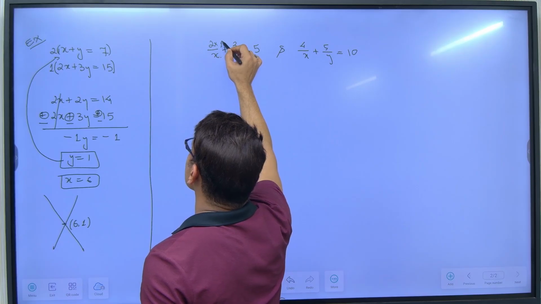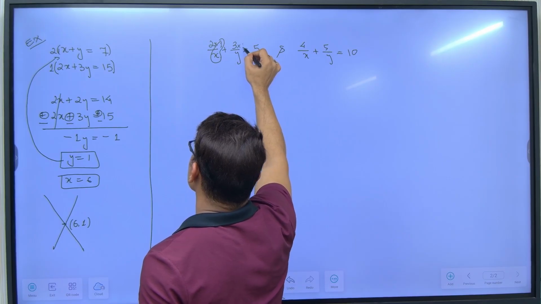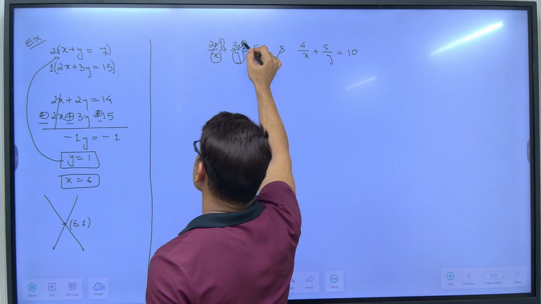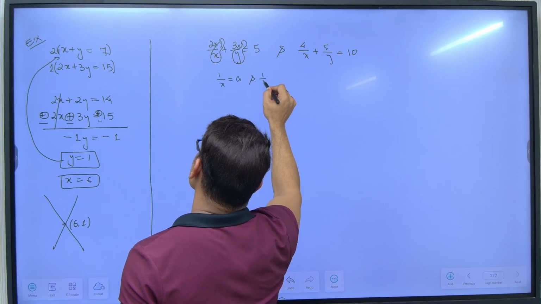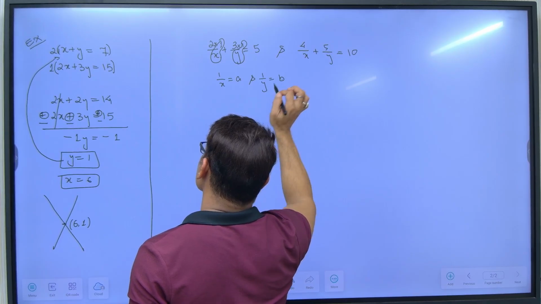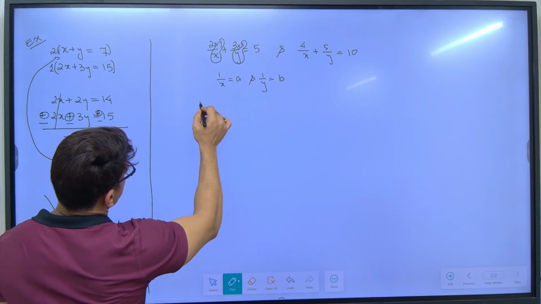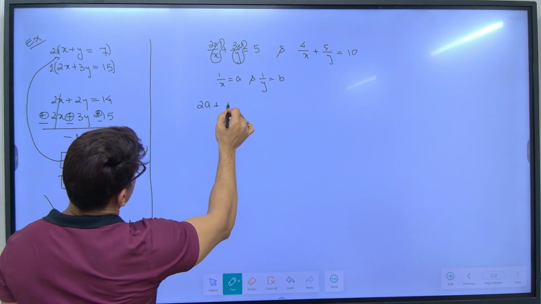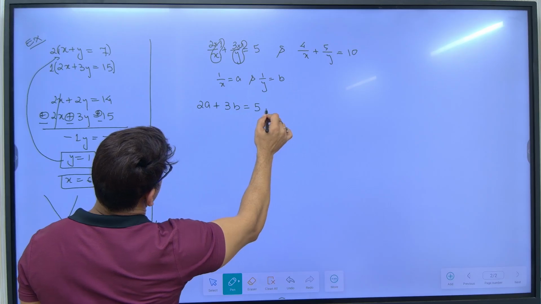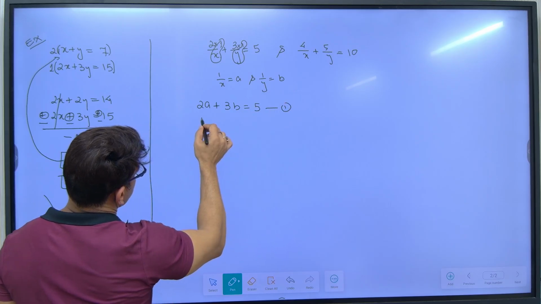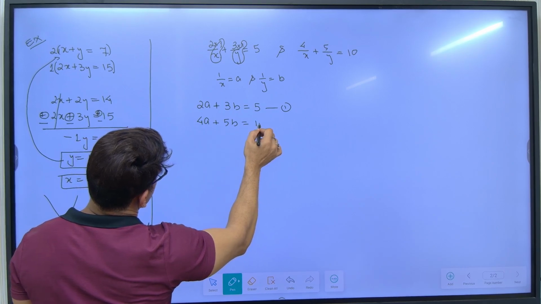So when variables are in the base, you write 2 into 1 and take this 1 by x is equal to a, and take this 1 by y is equal to b. Now your first equation will become 2a plus 3b is equal to 5. Second equation is 4a plus 5b is equal to 10.